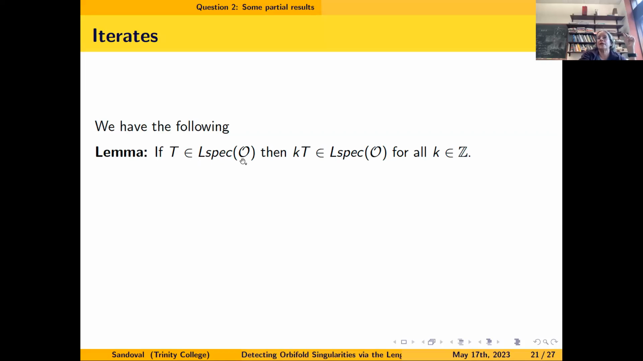If I have a T in the length spectrum of O, then any multiple of that T is also in the length spectrum of O. I don't know that this closes up smoothly as I keep going around the same path downstairs. I don't know if it's closing up by the same element of isotropy or different elements of isotropy. But I can show that, as I keep traveling around the path downstairs, if I look up in the frame bundle, it's still closing up each time I go around, but maybe in a different way.